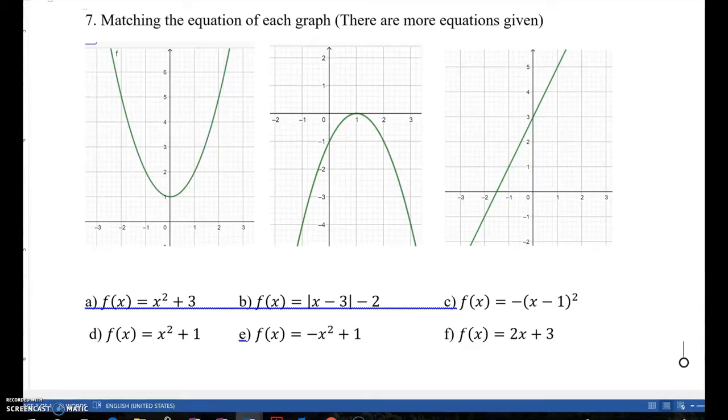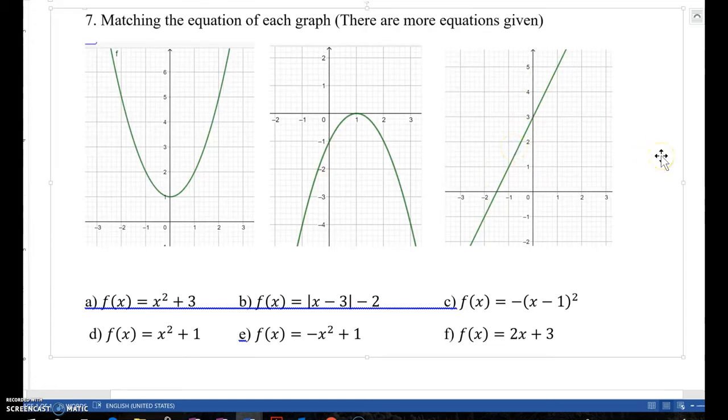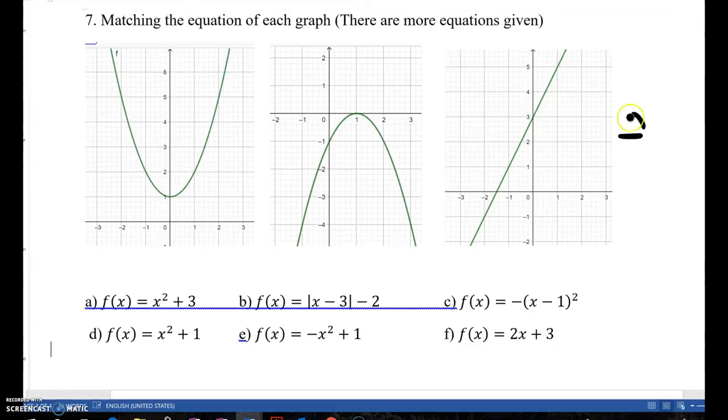Okay, number 7 is matching the equation of each graph. As you know, those two are quadratic function graphs, and this is a linear function graph here. Fortunately, there's only one function that is linear. So in this case, F is the correct choice. And now these two here.